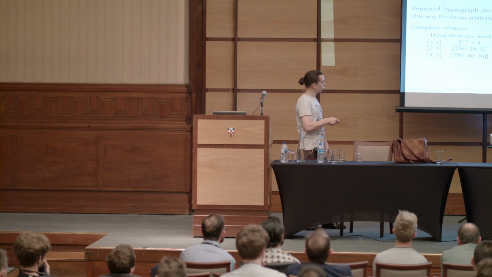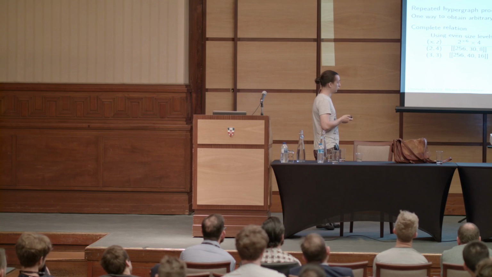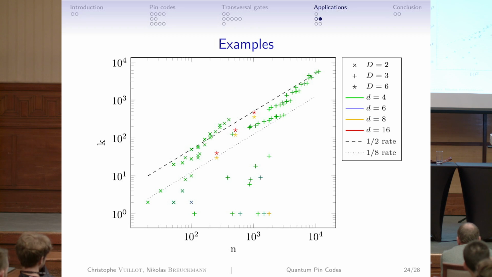So those are these three examples, which are going to be in the next plot. Okay, so if I just plot whatever I got here, this is the number of physical qubits, this is the number of logical qubits. The trend that we see is that the rate is pretty great, but often the distance is not so good. And then using higher dimension, we have this code that looks better, with distance 8 or 16.